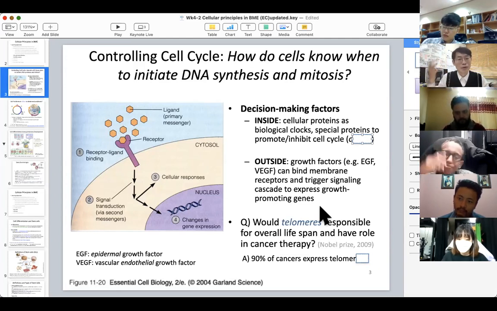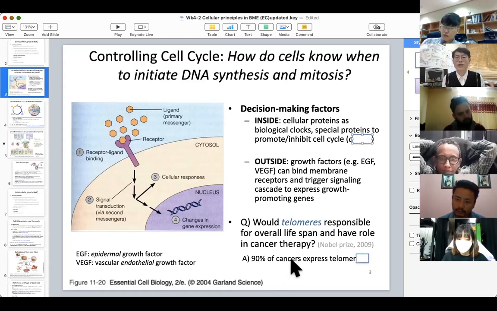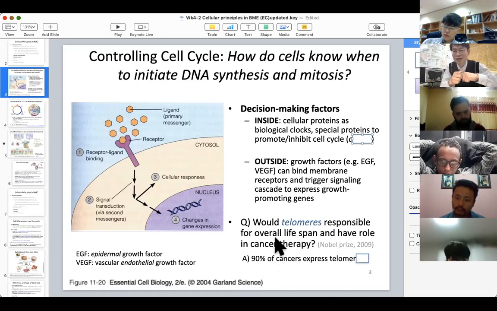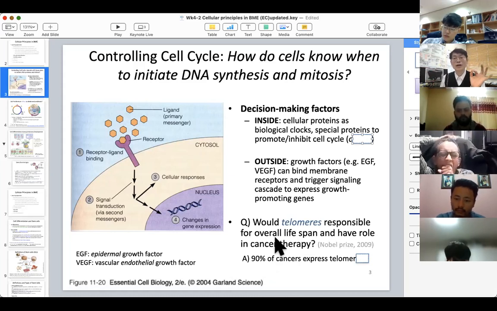But interestingly, over 90% of cancer cells express an enzyme which keeps adding telomere at the end, so that immortal cancer cells can divide forever. That's a very interesting thing because of its potential therapeutic effect. This discovery led to a Nobel Prize in 2009.